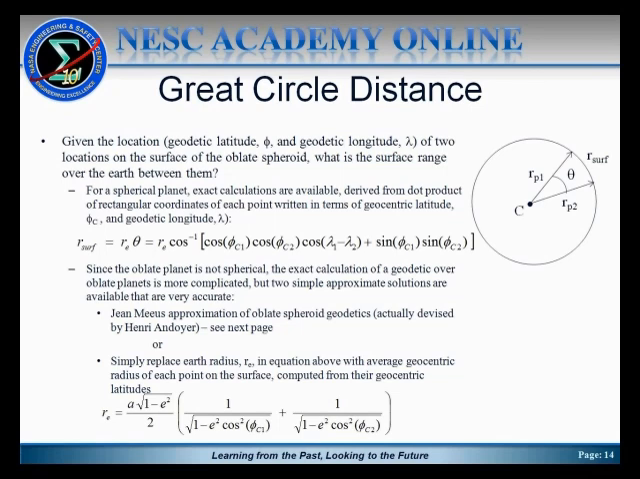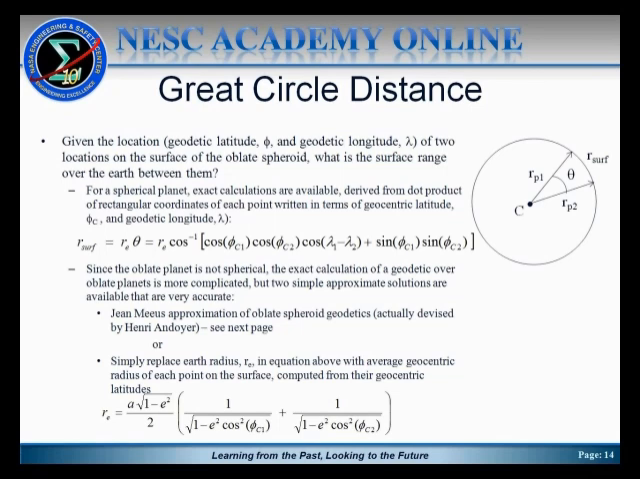However, since our oblate planet is not spherical, it's very close but not spherical, the exact calculations are a little more complicated. But there's actually two simple approximations that are pretty accurate. One we'll discuss on the next slide is attributed to Jean Meeus, and it's a little more complicated than the one that's shown here.